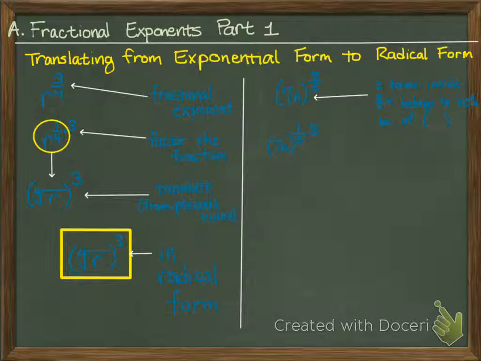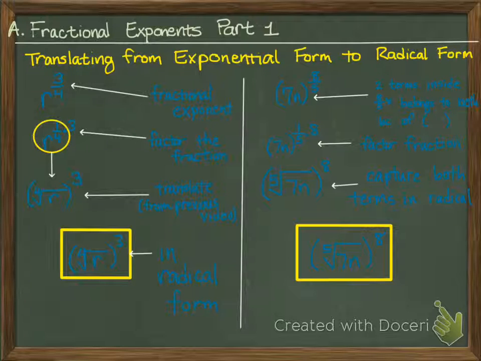So what we'll do, similar to the left side, is factor our fraction. And we get 1/5 times 8. And we take the 1/5 and turn it into radical form. What we have to watch out for is that we capture both in the radical. The 7 and the n are caught in the radical, not just one, but both. So it's the 5th root of 7n, and all of that to the 8th power. Bam. And now we have it in radical form.